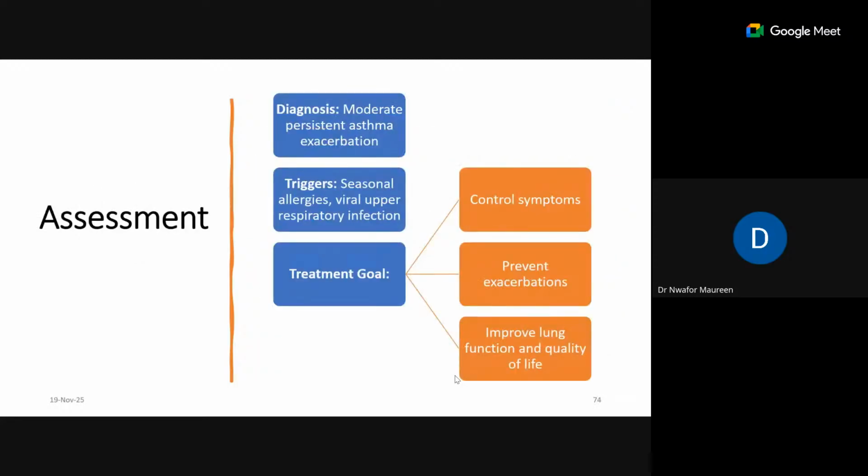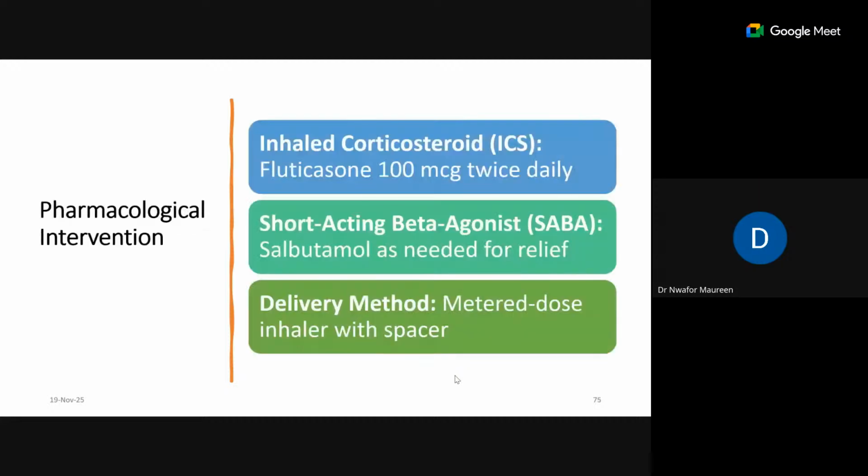0.75. For the assessment, I would have loved to stop at the slides and see what people can tell, but since we don't have time, let's just go straight. You can see that it's a moderate persistent asthma exacerbation. The triggers are seasonal allergies and viral upper respiratory infection. The treatment goal for this patient is to control the symptoms, prevent exacerbation, and improve lung function and quality of life. You just sit at school, you don't do anything, so we must do something to help this patient.